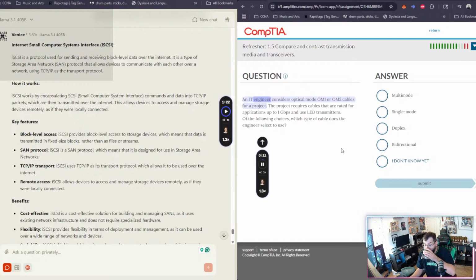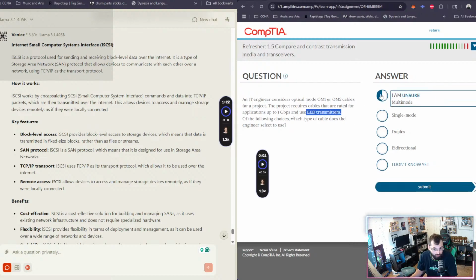An IT engineer considers optical mode OM1 or OM2 cables for a project. The project requires cables that are rated for applications up to 1 Gbps and use LED transmitters. Of the following choices, which type of cable does the engineer select to use? 1 gigabit per second and LED transmitters is a sign of multi-mode.